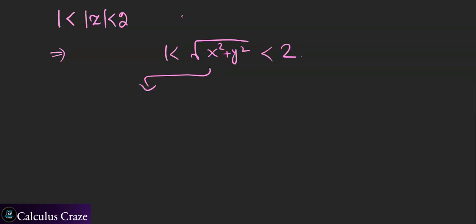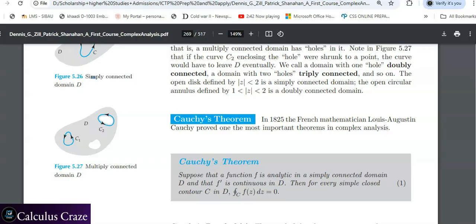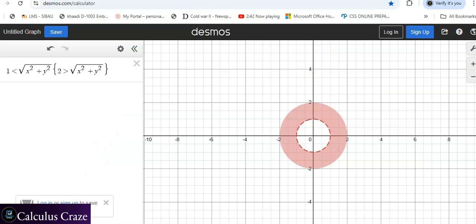One other example that I will discuss now is: I want to see if I have this domain where 1 is less than or equal to the modulus of z, less than or equal to 2, whether this set is simply connected or multiply connected. So we are basically saying here that 1 is less than the square root of x squared plus y squared, which is less than 2. We can plot this on the plotter Desmos. So here is the plot, right? We can see this plot and discuss whether this is simply connected or multiply connected.